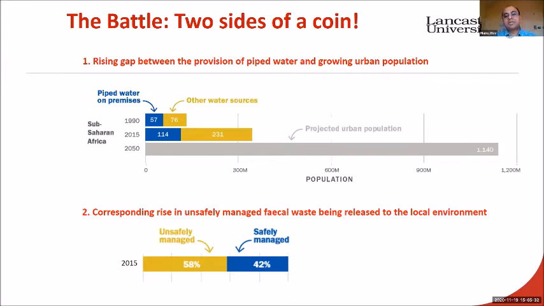These statistics you are seeing are from two very recent publications showing that sub-Saharan Africa is lagging behind on piped water supplied on premises. You can see the 2015 figure, 114 million versus 231 million, and you can safely assume that the low-income communities we are talking about belong to this 231 million. But more importantly, see the 2050 projection of population, and you can imagine the challenge lying ahead.